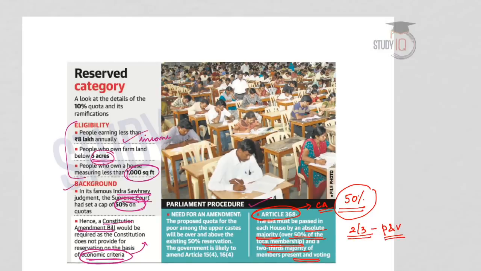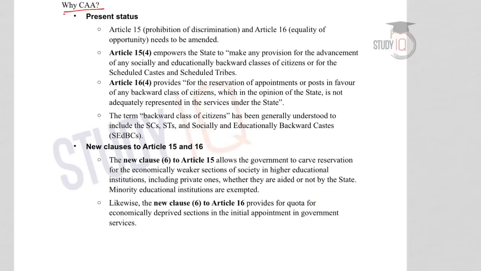So this is the criteria required for the passage of the constitutional amendment bill, and this was the procedure by which this bill was passed in the parliament. Now let us understand why a constitutional amendment bill was required. Why it is a constitutional amendment act. So let us see the present status.